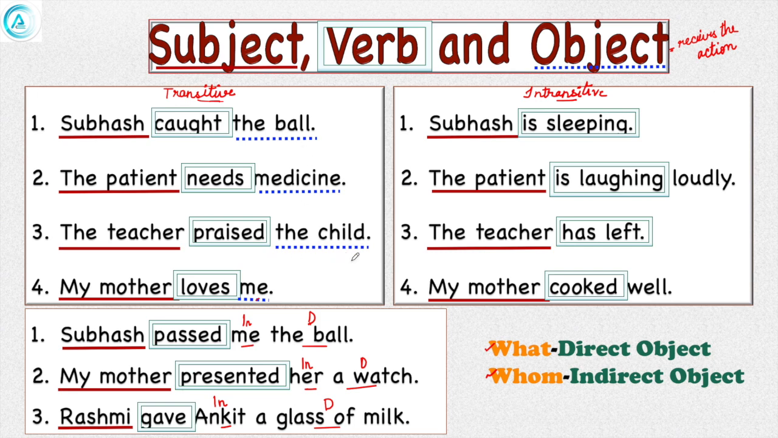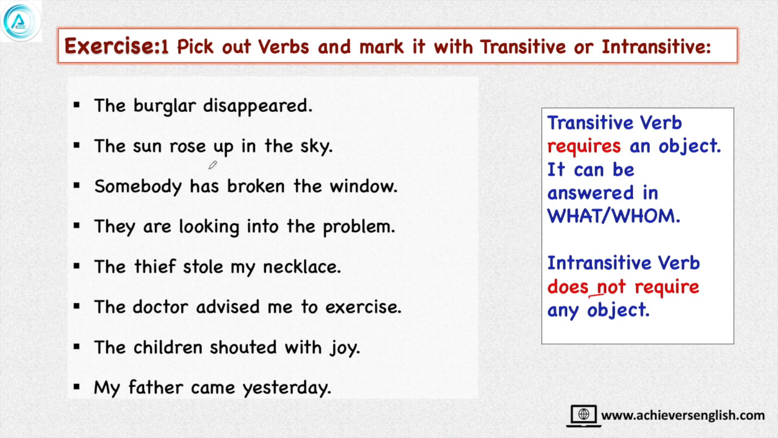Now let us solve some exercises. We have to pick out verbs and find out whether they are transitive or intransitive. The burglar disappeared. Here "disappeared" is a verb and there is no object after it, so it is intransitive.